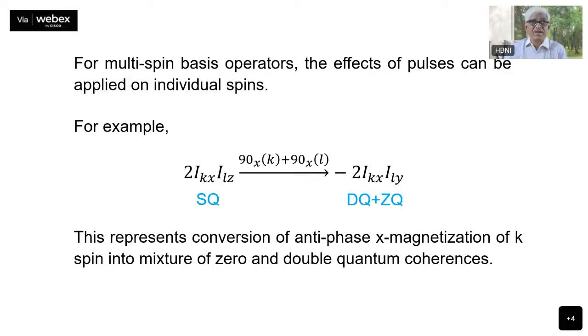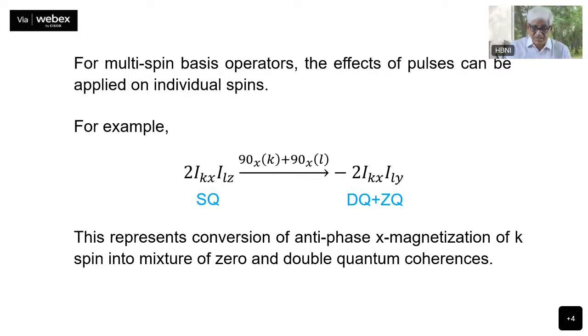So you see now what I have done. We have converted the single quantum into the mixture of double quantum and zero quantum coherences. We explicitly saw this earlier, right? 2IKX ILY was representing a mixture of double quantum and zero quantum coherences. So by applying a simultaneous pulse on both the spins with the same phase, X, I am getting minus 2IKX ILY. A coherence transfer from single quantum to zero and double quantum coherences.